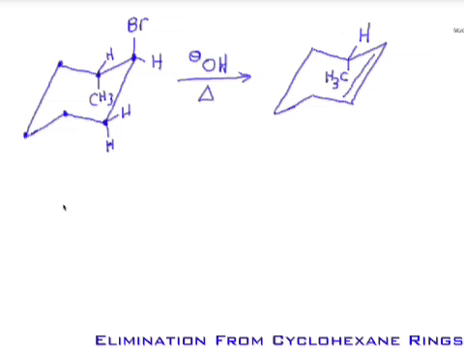What if we change this a bit? What if I had a CH3 here? H, and H, CH2, CH3, and my Br equatorial.